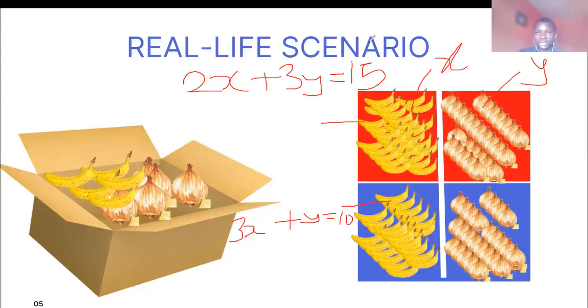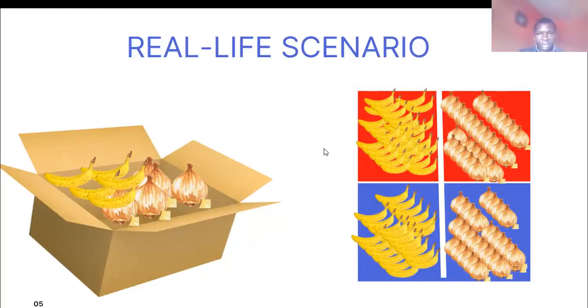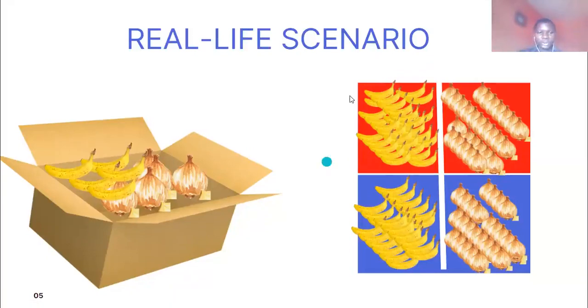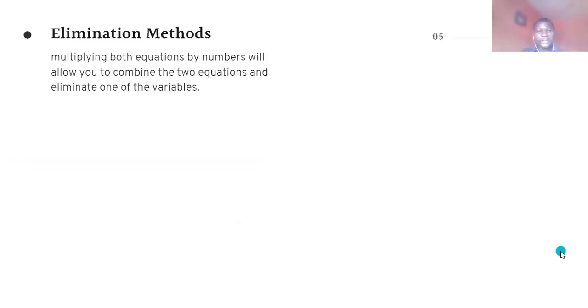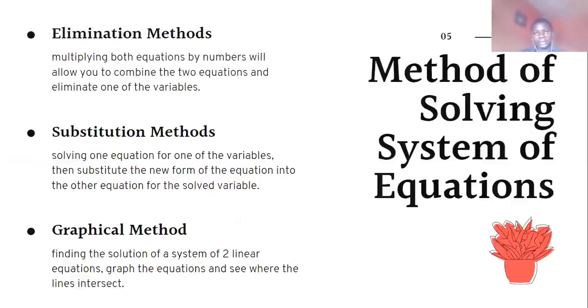So I need to clear the screen. Picking my mouse, I'm moving to the next one. Now the next one is, how are we going to get 2x plus 3y is equal to 15 and 3x plus y is equal to 10? How are we going to find the two unknowns that we have?